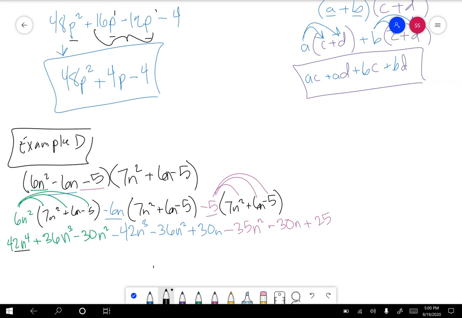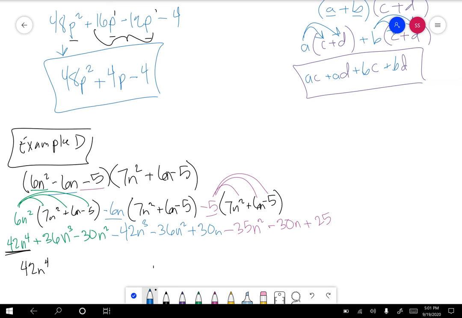You'll notice that there's no other terms that are 42, or sorry, nobody cares about the number 42. I care about it. There's no other terms with n to the 4th power, so that one is going to stay the same: 42 times n to the 4th.